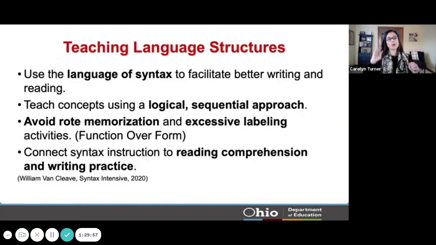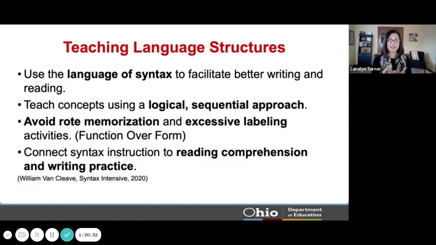Yeah, I can. So when we talk about the structure of our language and that use of syntax, that really helps us to be better readers, but it also helps us to be better writers. Taking a look at model text and mentor text facilitates that better writing, helping students to deconstruct a sentence. What it all boils down to is when you're given a sentence, let's think about where the who is, where the do is, and let's build off of that. We teach those concepts using that logical, sequential approach.